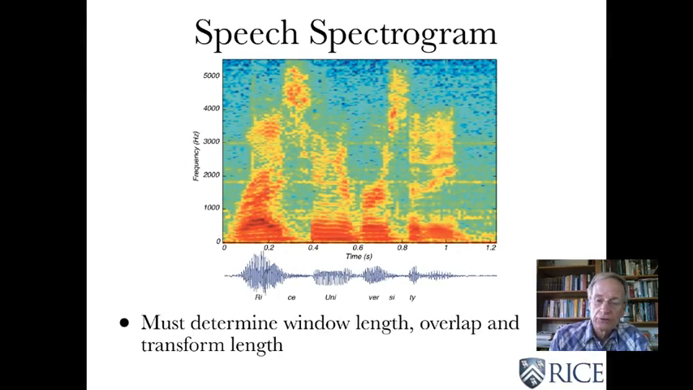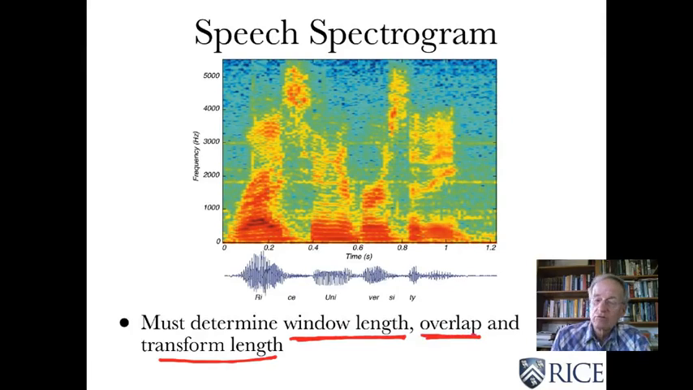And on a more technical note, when you're using spectrograms, you have to determine three things. You have to determine the window length, how much they overlap, and the transform length. In most cases, the transform length is longer than the window length. It depends how much detail you want in the spectrum that you're trying to examine. The window length is determined by how rapidly things are changing in time in the signal. So that's where the temporal structure of the signal becomes important.